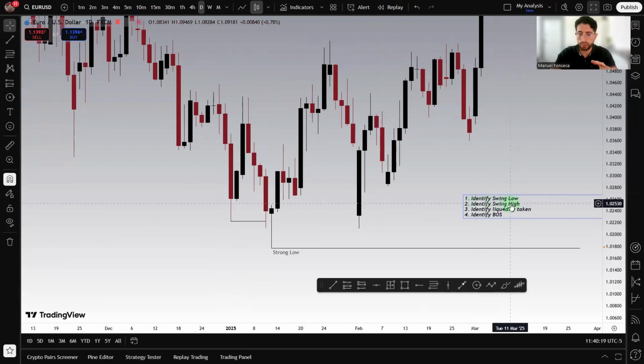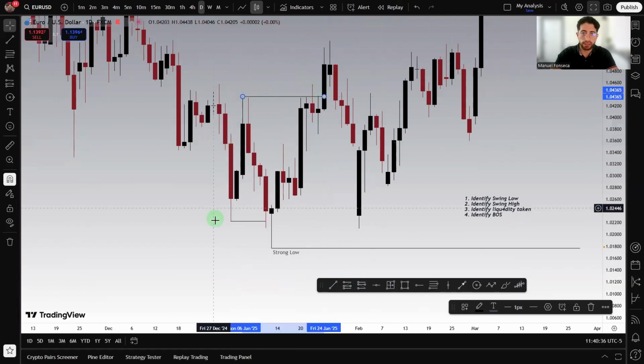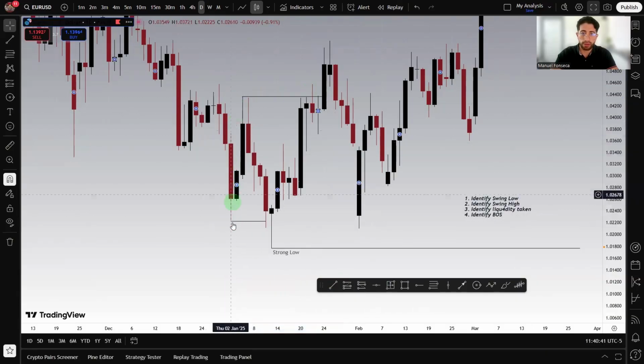Now we have to identify the swing high. So it will be the next high or the highest point of the market after this. So in this case it will be this point right here. Okay, this will be the swing high. This is the highest point of the market after identifying the swing low. Now we have identified the swing high. Perfect. Among this part, the price has moved, or it's been consolidating or accumulating orders.